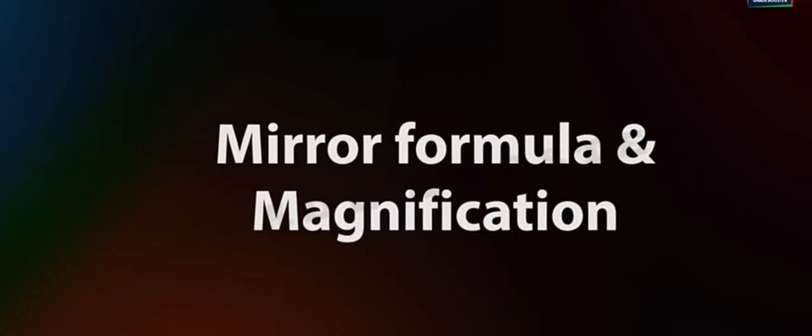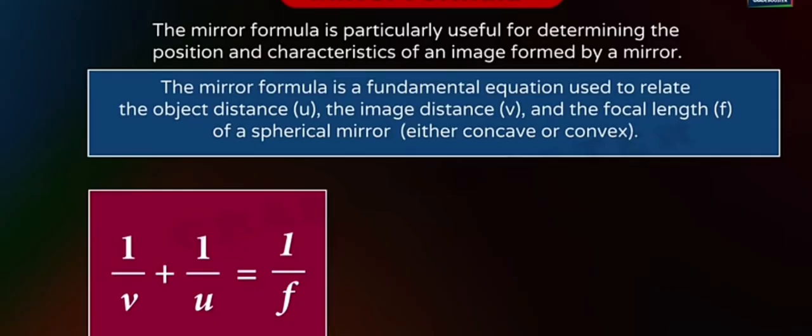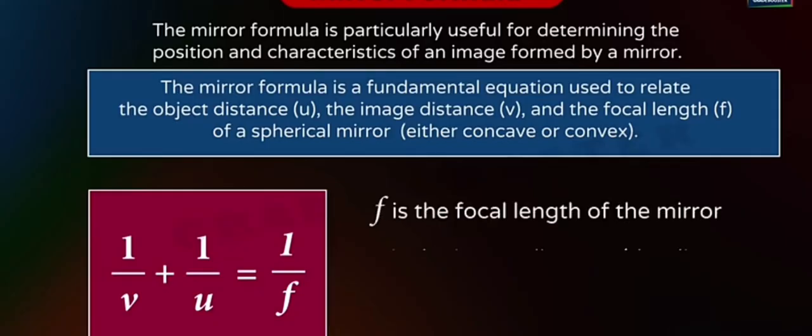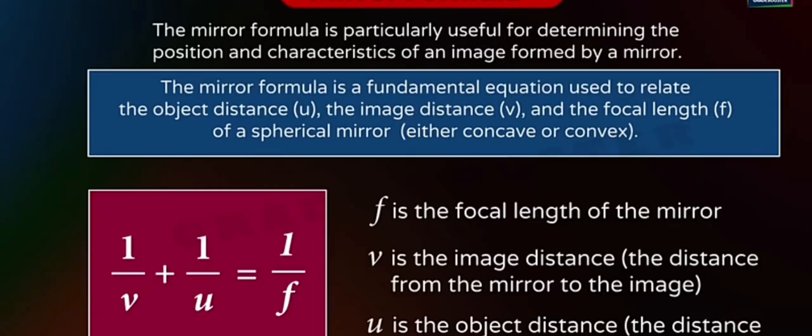Mirror formula and magnification. The mirror formula is particularly useful for determining the position and characteristics of an image formed by a mirror. The mirror formula is a fundamental equation used to relate the object distance u and the image distance v and the focal length f of a spherical mirror. It is expressed as 1 by v plus 1 by u is equal to 1 by f, where f is the focal length of the mirror, v is the image distance, means the distance from the mirror to the image, and u is the object distance, that is the distance from the mirror to the object.